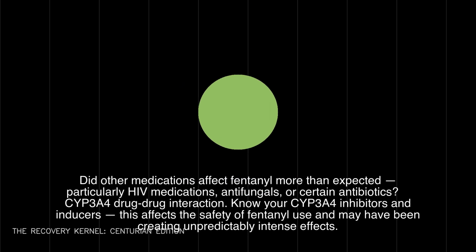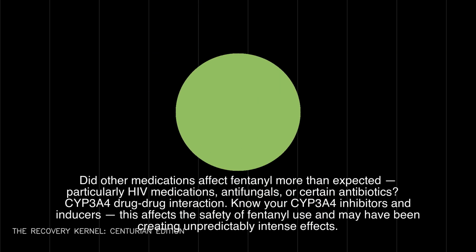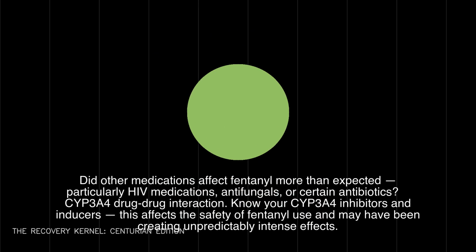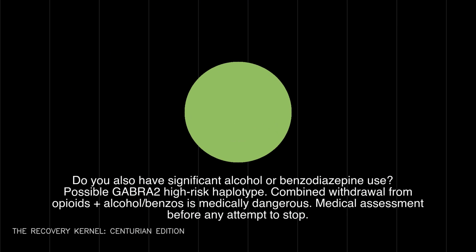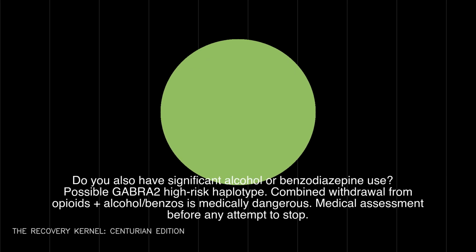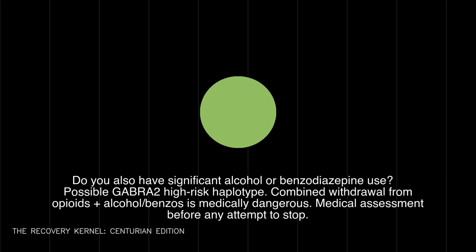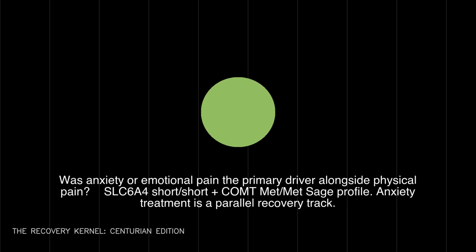Do you also have significant alcohol or benzodiazepine use? Possible GABRA2 high-risk haplotype. Combined withdrawal from opioids plus alcohol or benzos is medically dangerous. Medical assessment before any attempt to stop. Was anxiety or emotional pain the primary driver alongside physical pain? SLC6A4 short plus COMT Met/Met profile. Anxiety treatment is a parallel recovery track.